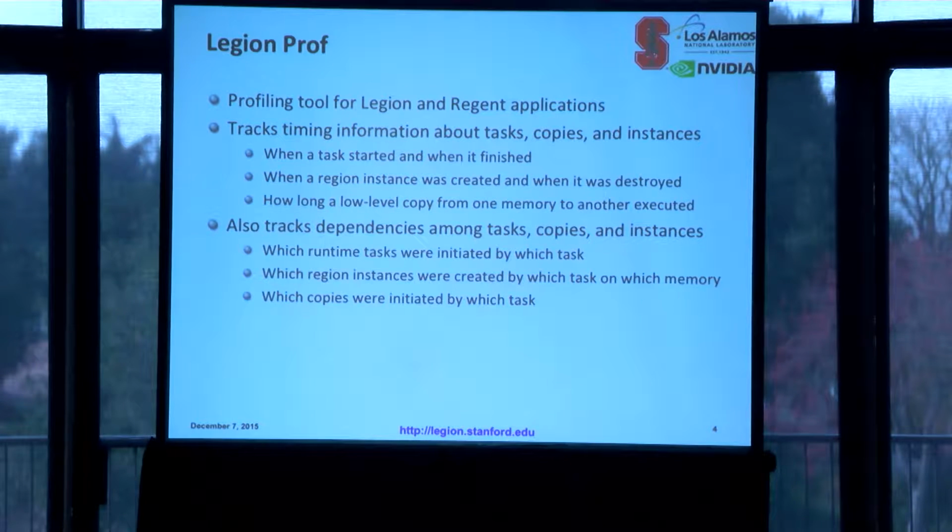For example, it tracks which runtime tasks were initiated by which task. Like the launching part of the runtime task will be part of the actual application task, so we need to track the dependency between the two. And also, we track which region instances were created by which task on which memory, and which copies were initiated by which task.